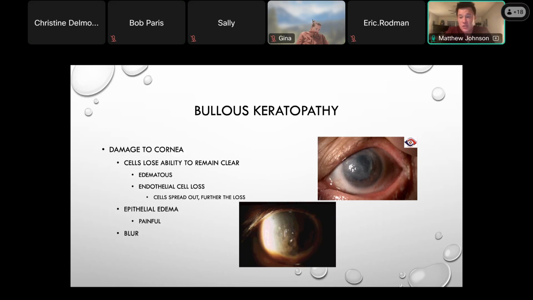And then you can also even have epithelial edema. Because we know that all the nerves go into the epithelium, it's very painful. The epithelium has all those nerve endings to, again, protect us. So if those nerves swell, or if the epithelium cells swell, it becomes very painful to the nerves. And obviously that causes a lot of blur. Generally, there's no good treatment for this besides a corneal transplant.